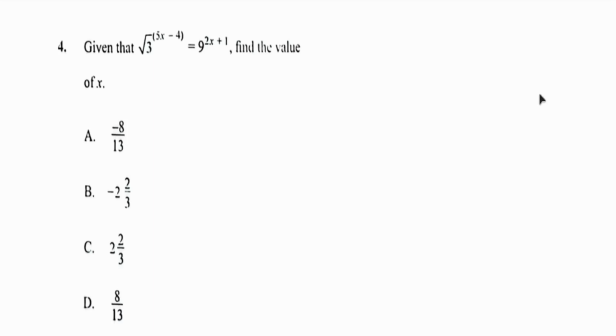Today we are solving objective questions 4 and 9 of the 2023 WASSCE Further or Elective Mathematics paper written by Ghana. I choose to put these two questions together because they appear to have the same understanding in solving them: indices and logarithms. Let's go straight to question 4, which reads: given that the square root of 3 to the exponent 5x minus 4 equals 9 to the exponent 2x plus 1, find the value of x.